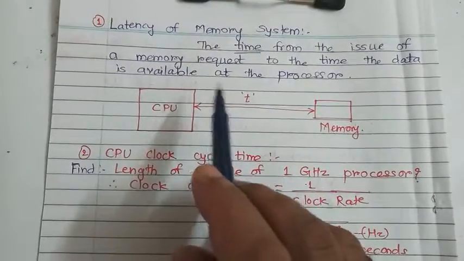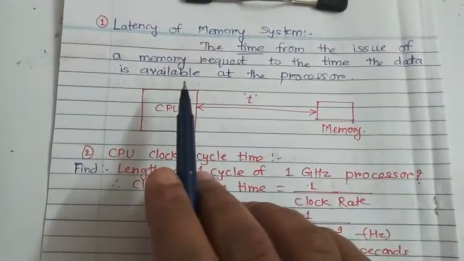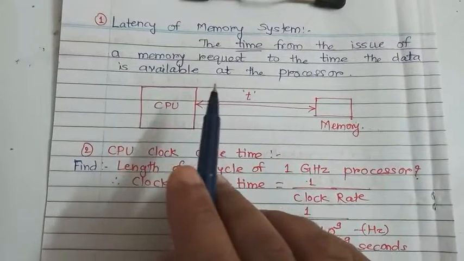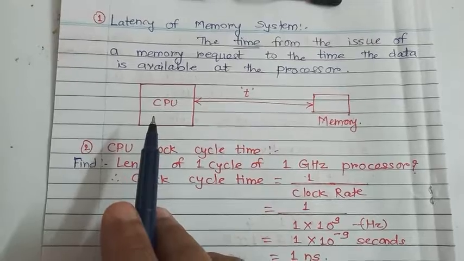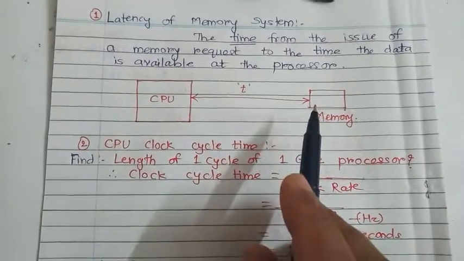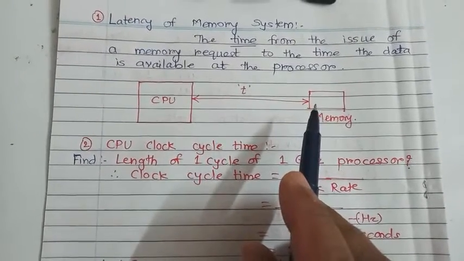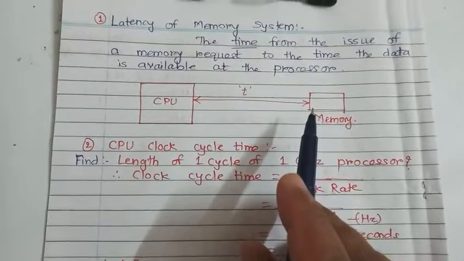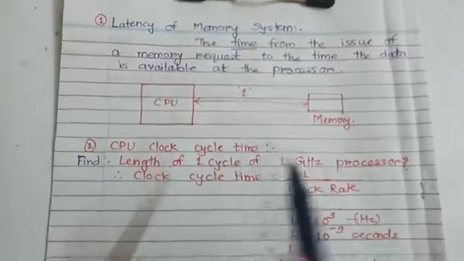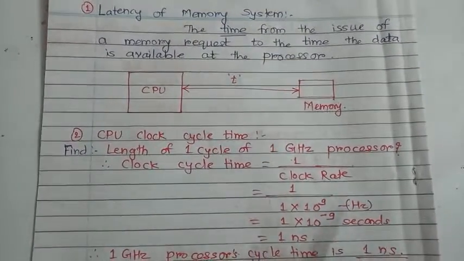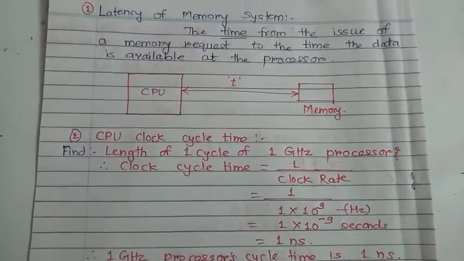Latency is the time from the issue of a memory request to the time the data is available at the processor. For example, the CPU requests data from memory, and memory takes some time, a delay, to supply the data to the CPU. That time is called latency. Now we have to see how this latency affects the CPU performance.